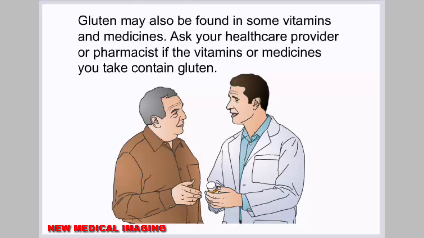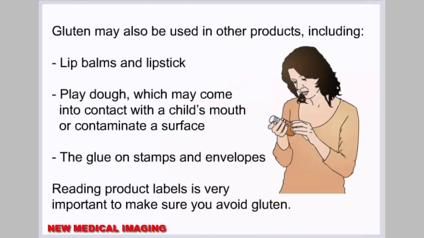Gluten may also be found in some vitamins and medicines. Ask your healthcare provider or pharmacist if the vitamins or medicines you take contain gluten. Gluten may also be used in other products, including lip balms and lipstick, Play-Doh, which may come into contact with a child's mouth or contaminate a surface, the glue on stamps and envelopes. Reading product labels is very important to make sure you avoid gluten.